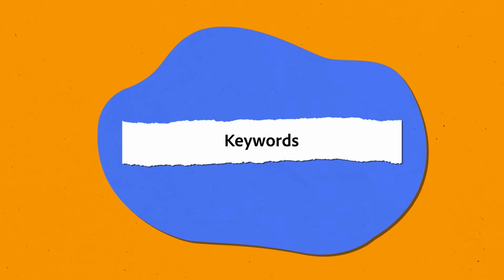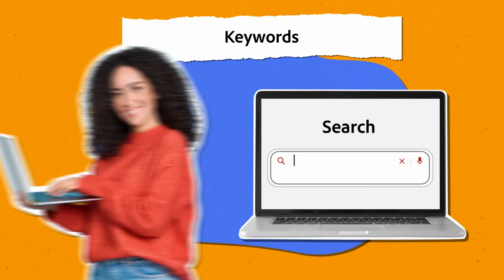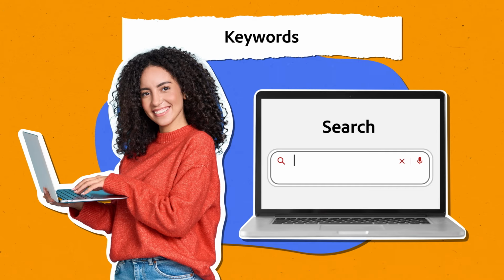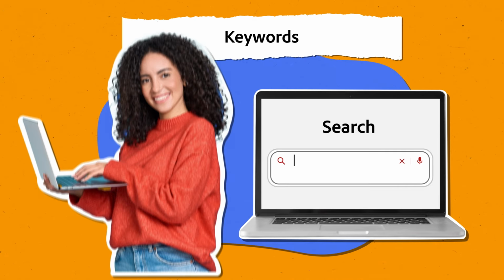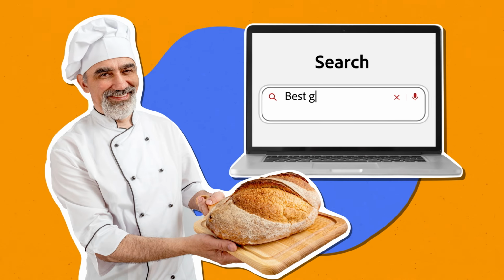Let's start with the foundation of SEO, keywords. Keywords are the words and phrases people type into search engines to find information. For instance, if you run a bakery, phrases like "best gluten-free cakes" or "how to order custom cupcakes" might be relevant keywords for you. But did you know that there are also negative keywords?